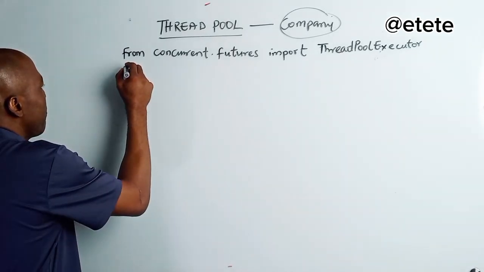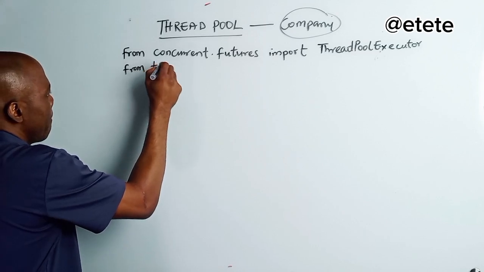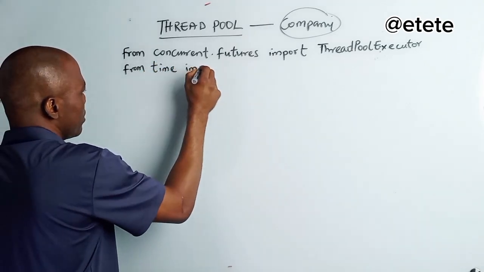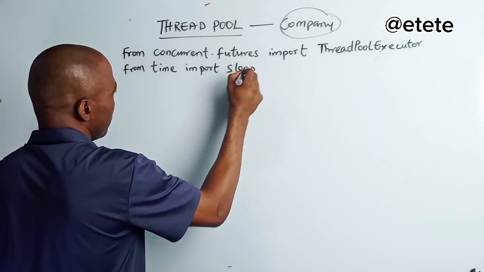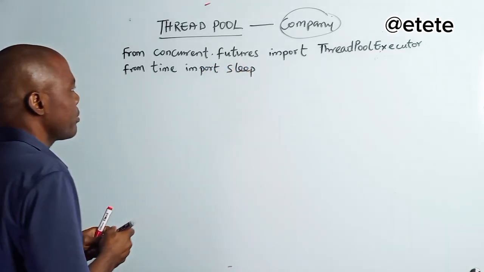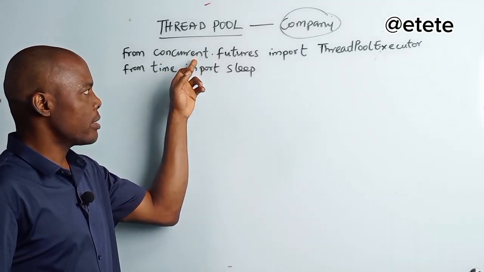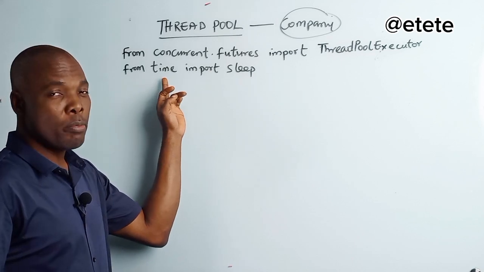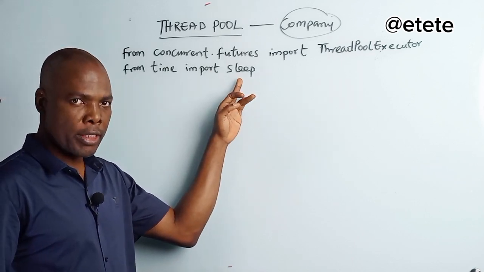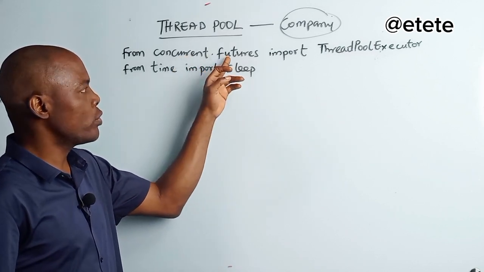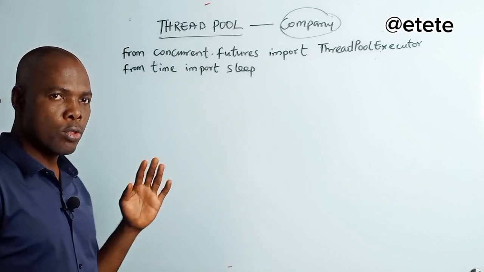Then from time, import sleep, right? Now, I don't want to import everything inside the time module, so I just want to import sleep. And inside concurrent.futures, I just want to import ThreadPoolExecutor. That is the class I'm going to use to create my thread pool.